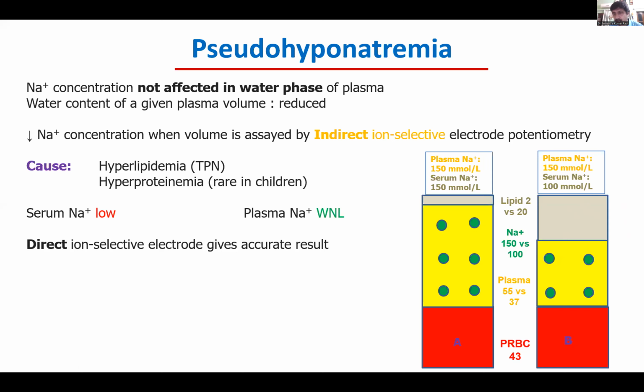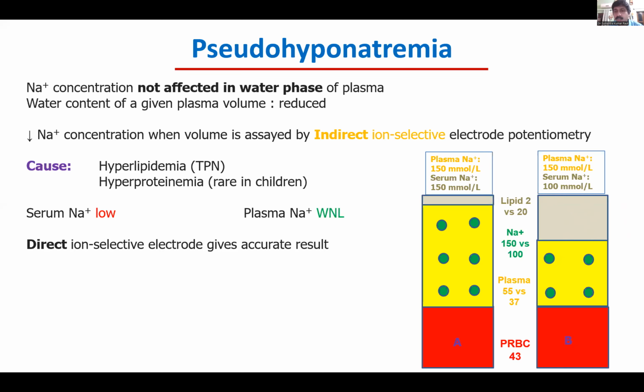In the first baby it is 150 millimole per liter. In the second baby also, the plasma has dropped, the sodium has dropped, and the ratio remains constant. This is also 150 per liter. But if you consider the whole serum, here the serum sodium has dropped from 150 to 100. This is just a theoretical case scenario.